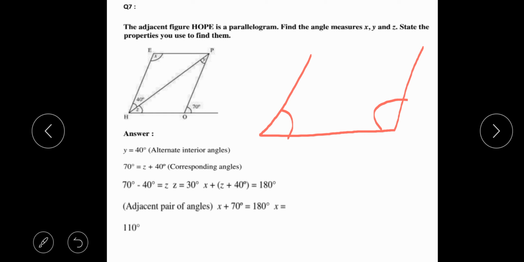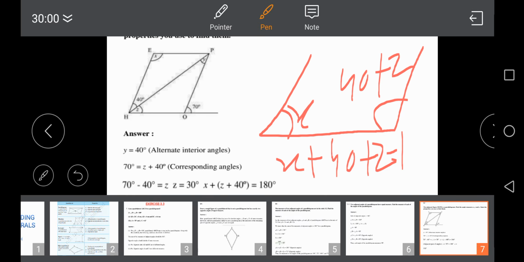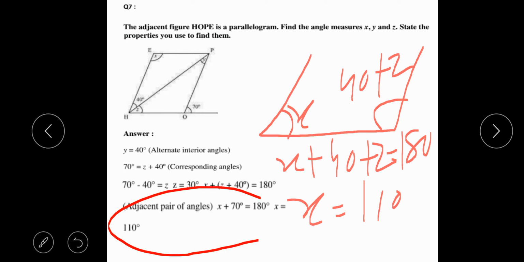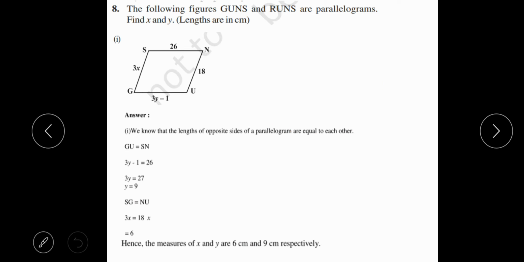So this is your x and this is your 40 plus z. So x plus 40 plus z is equal to 180 degree. So we can easily calculate the value of x by putting the value of z. x is here 110 degree, like this. Now let's start with the next question. Next question is here again.